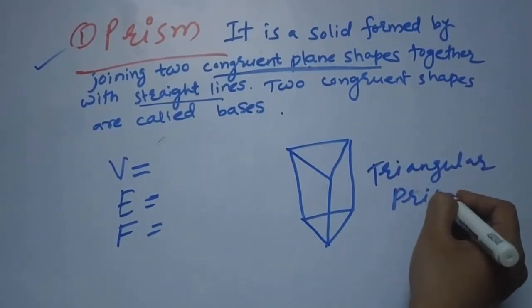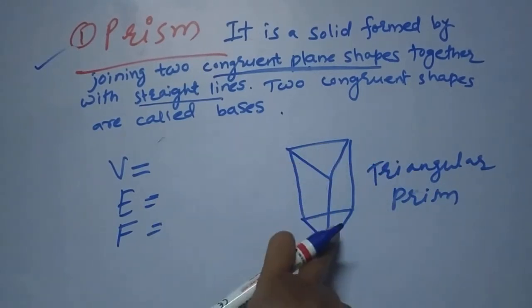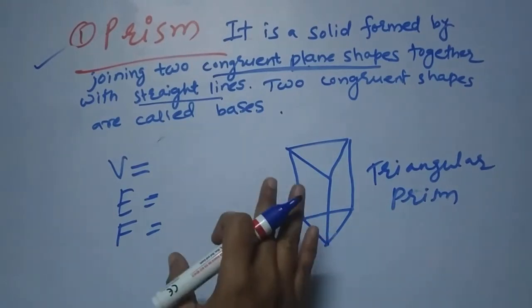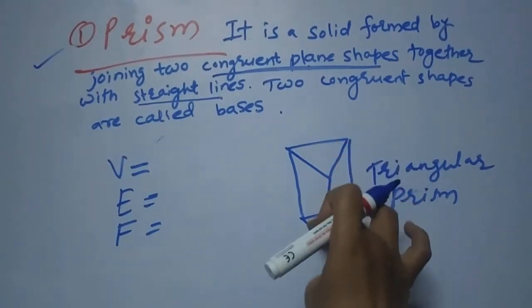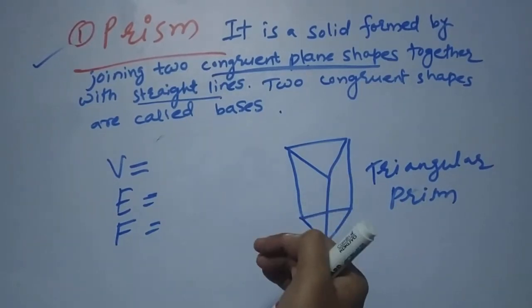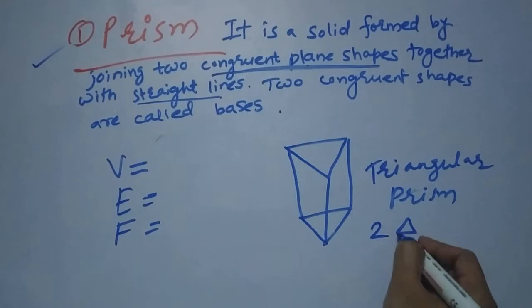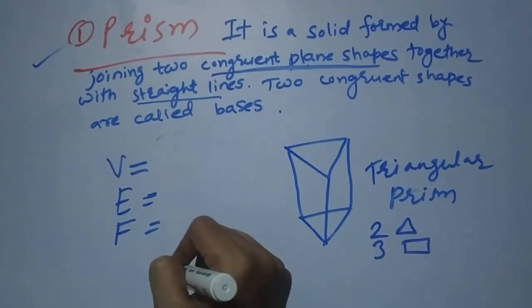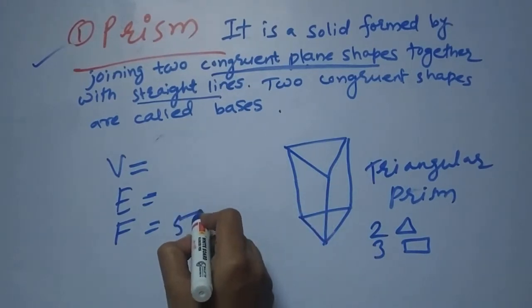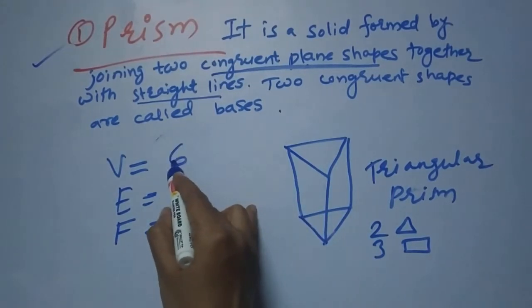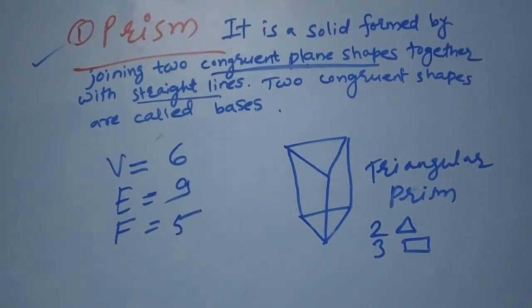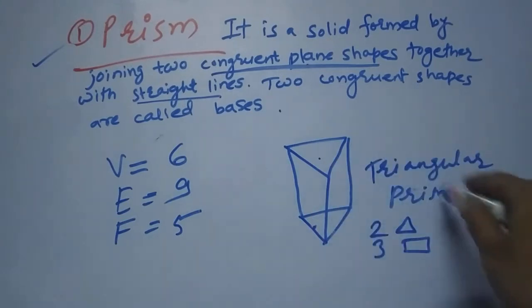As its bases are triangles in shape, congruent triangles, that's why its name will be triangular prism. And here if you notice, there are two triangles, and the remaining three are rectangles. Two triangles and three rectangles are in its faces. So total faces are how many? Five. And the vertices are 6, and edges are 9. So it is named by its congruent shaped triangle. Its name is triangular prism.